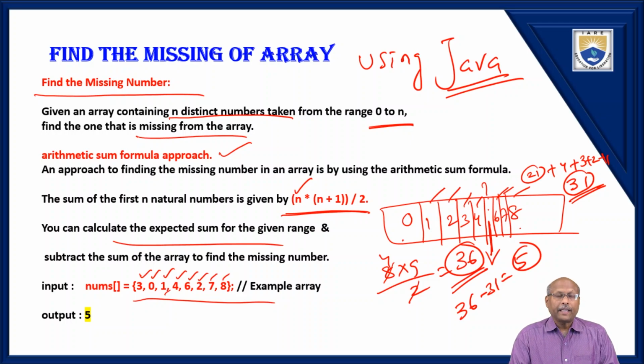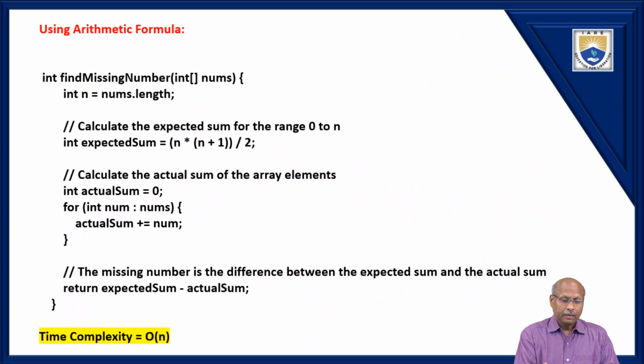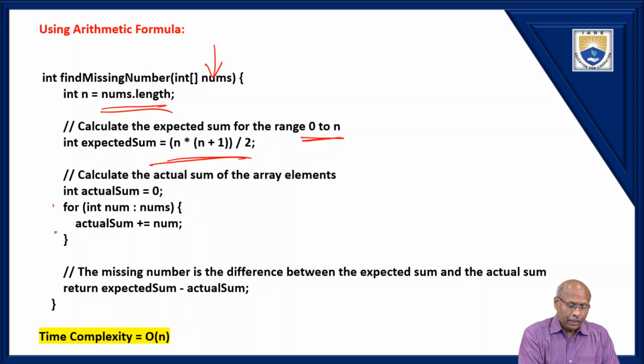Now let us write a program for this. So here I will pass the numbers as a parameter. Then I will find how many elements are in the array by using the length attribute. Then I will find the original sum, meaning the expected sum when all numbers are there. But you know that only one number is missing. Now what will I do? I will put a loop. This loop will do the actual sum. This is my expected sum. This is my actual sum.